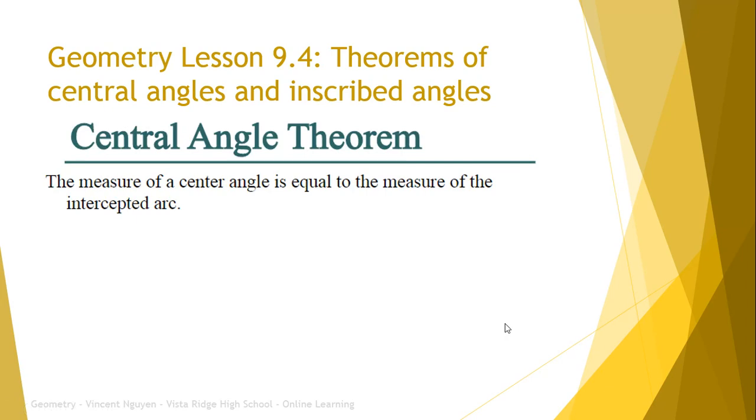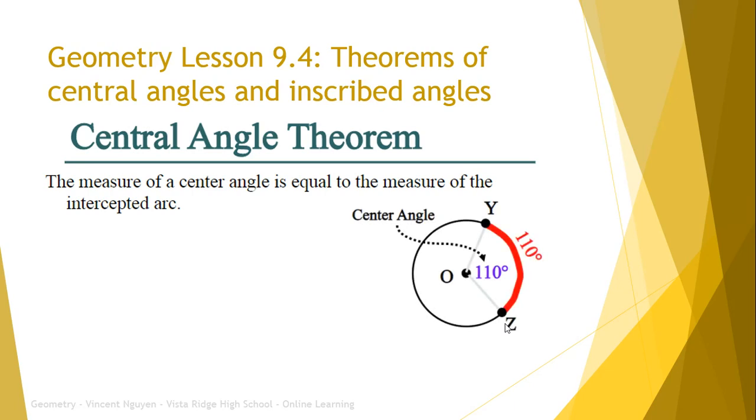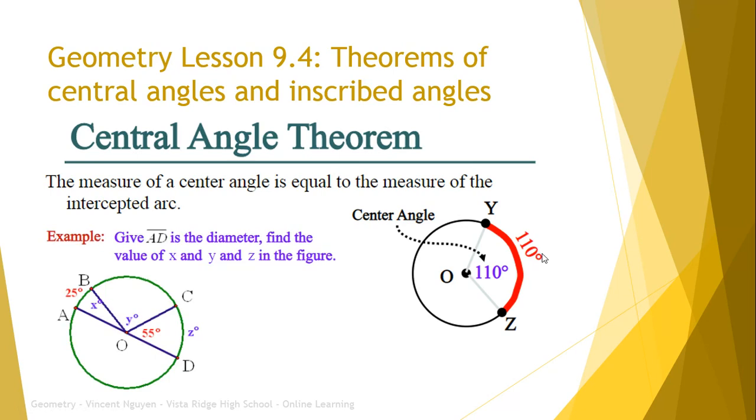So let's talk about the first one. The first one is fairly easy. It's called the central angle theorem. It says the measure of the central angle is equal to the measure of the intercepted arc. For example, here we have the intercepted arc YZ and the central angle YOZ. As you can see, the arc and the central angle have the same measure.